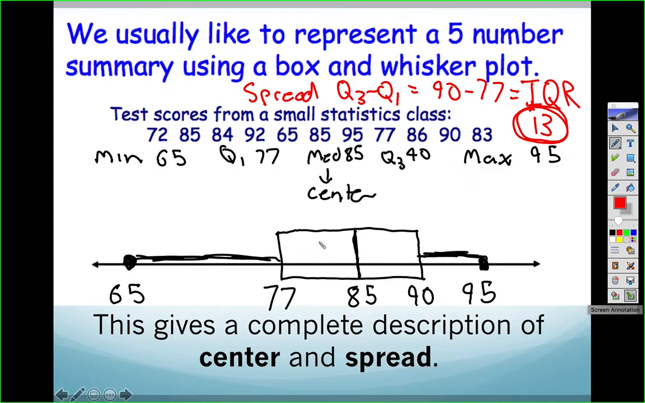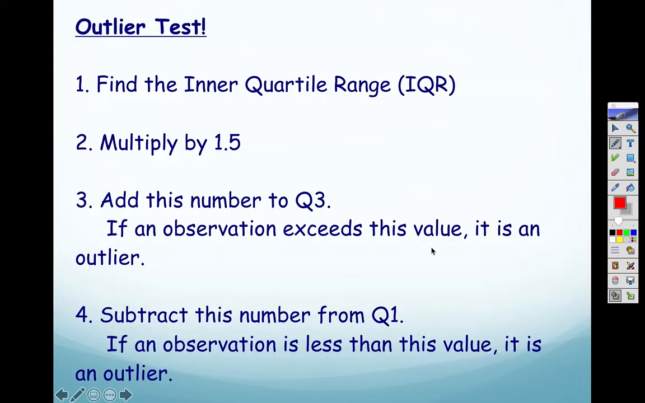And now we can look at shape. What do you see on this shape? If this is the center, do you see a long tail to the left, a long tail to the right, or everything roughly symmetrical, give or take? I see a longer tail towards the left. So I would say this is left skewed, or skewed to the left. So that gives us shape, center, spread. The last thing when we describe a data set using our 5-number summary is to do the outlier test.